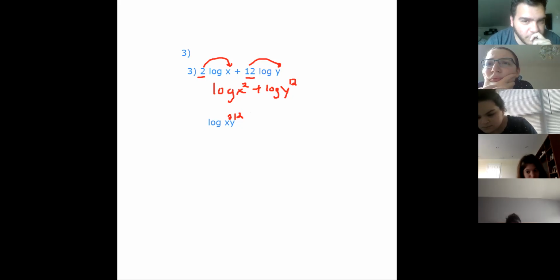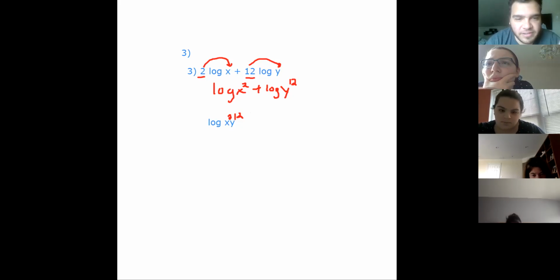In the question, they move y in front. The only reason you would move y in front, it doesn't matter. That doesn't change the answer, so you don't have to sweat it. Okay. Let's go to number 4 now.